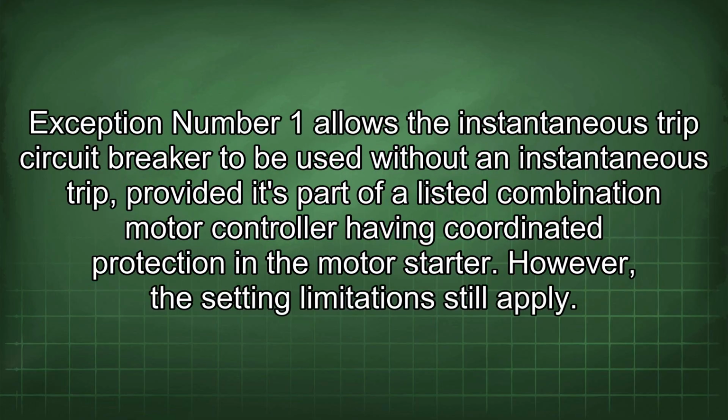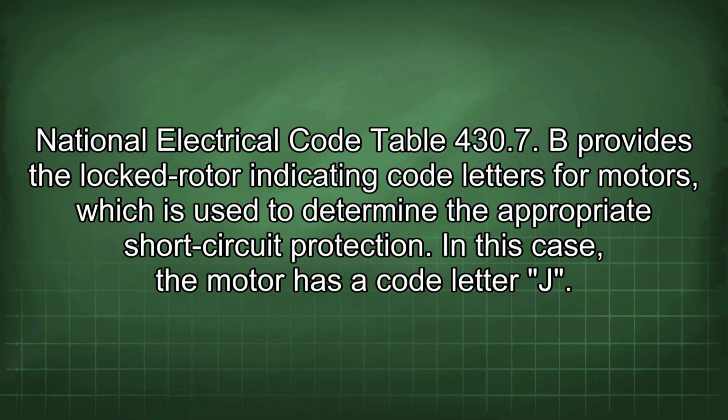Exception number 1 allows the instantaneous trip circuit breaker to be used without an instantaneous trip, provided it's part of a listed combination motor controller having coordinated protection in the motor starter. However, the setting limitations still apply. National Electrical Code Table 430.7 B provides the locked rotor indicating code letters for motors, which is used to determine the appropriate short circuit protection.